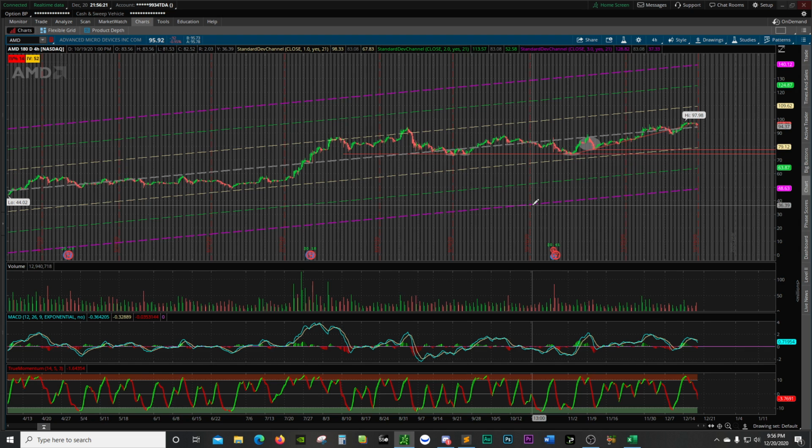AMD positioned themselves to be the front runner when it comes to large data center compute solutions, so they provide the majority of the data center processing power. Nvidia provides most of the graphics processing.